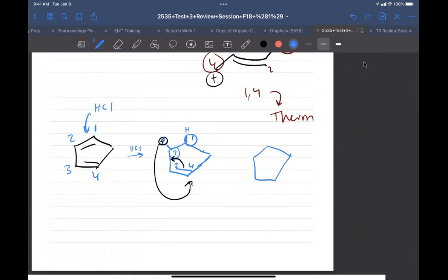Okay, it would be H still, alkene over here. Now the carbocation is over here. There's still 1, 2, 3, 4. 1 addition, 4 addition. These are 1, 2. These are 1, 4. Kinetic, thermodynamic.